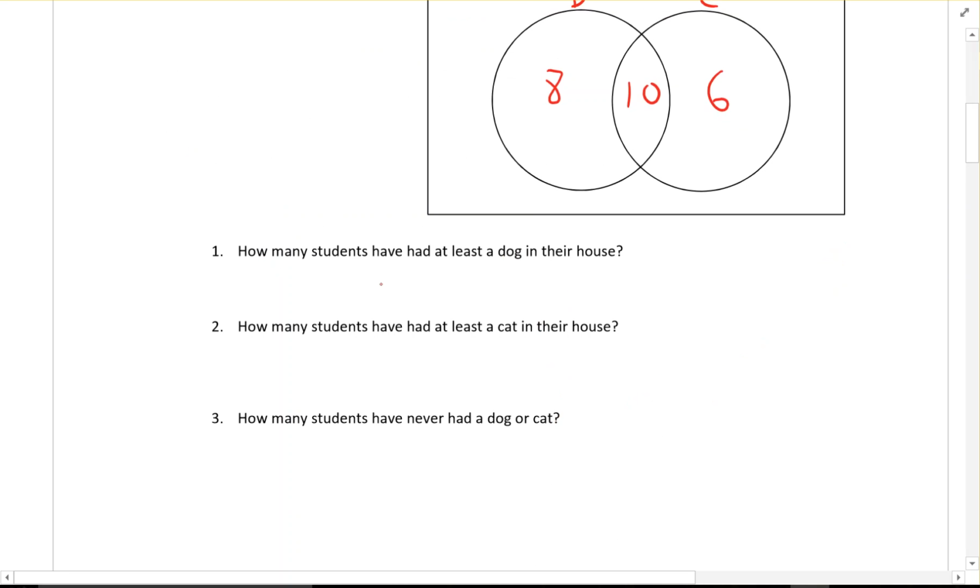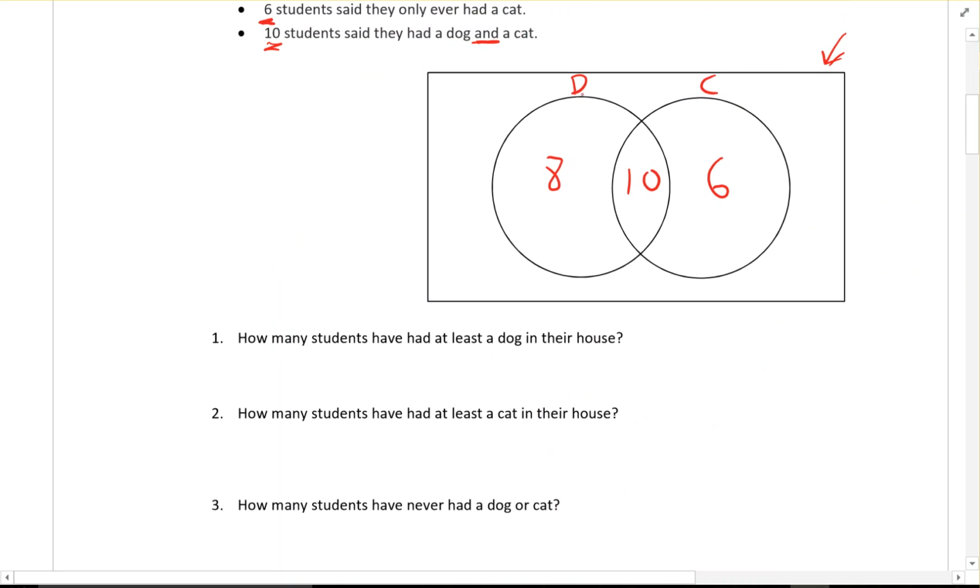So now it says how many students have had at least a dog in their house. So now if you look at everything that's in this dog circle, well, that's going to be this 8 and this 10. So it looks like at least 18, 10 plus 8, have had a dog in their house. Only these 6 have not even had a dog at all, right? So now it says how many students have had at least a cat in their house. Well, that's going to be these guys over here that have nothing but cats, and then these 10 that have a dog and a cat. So there's going to be 16 of them.